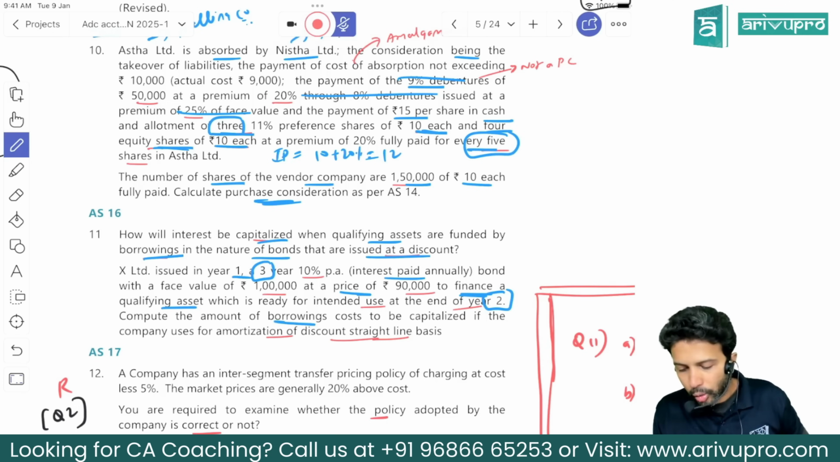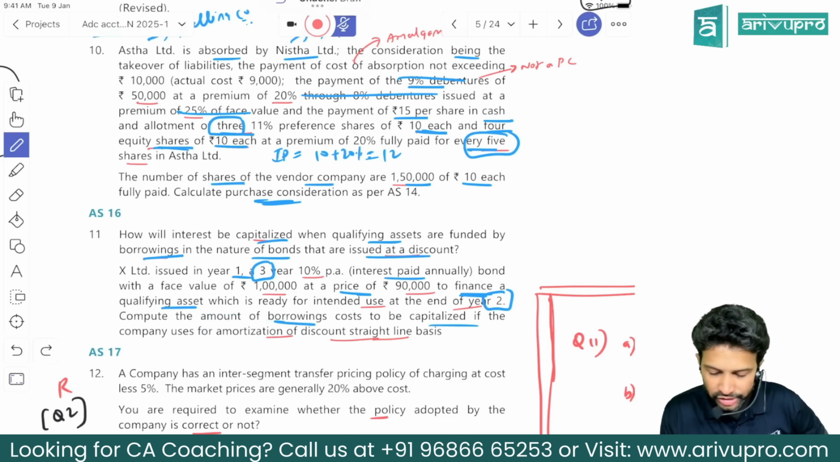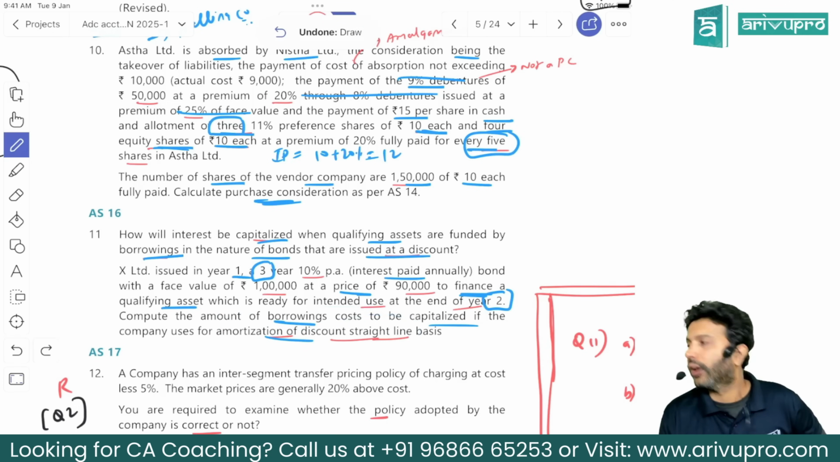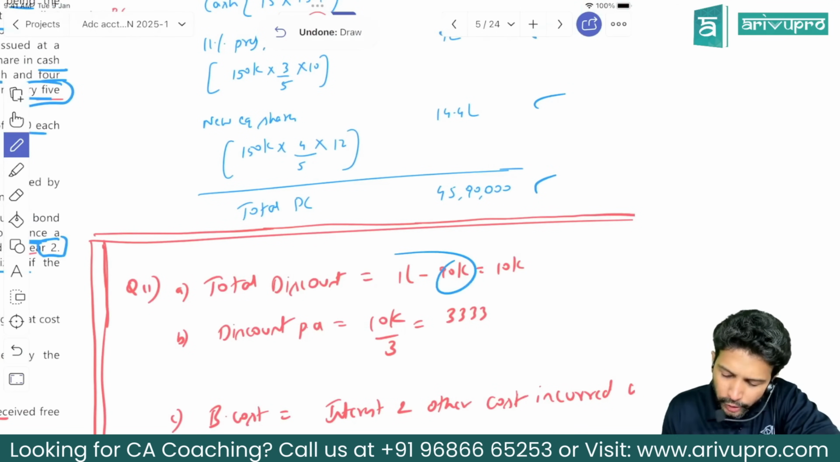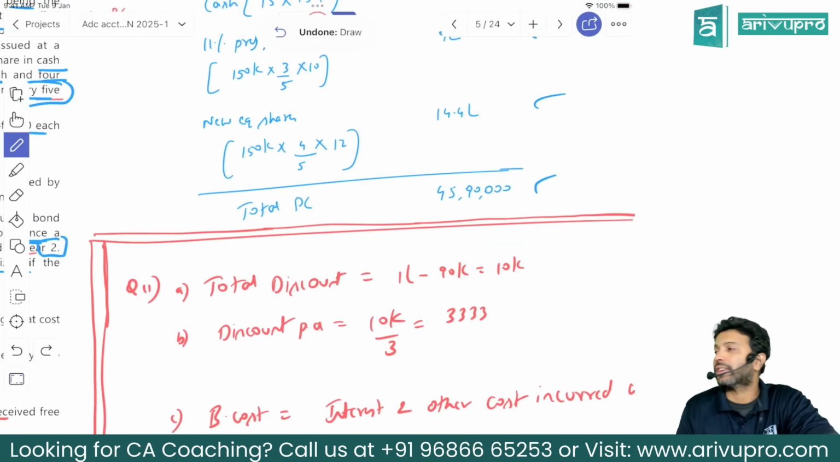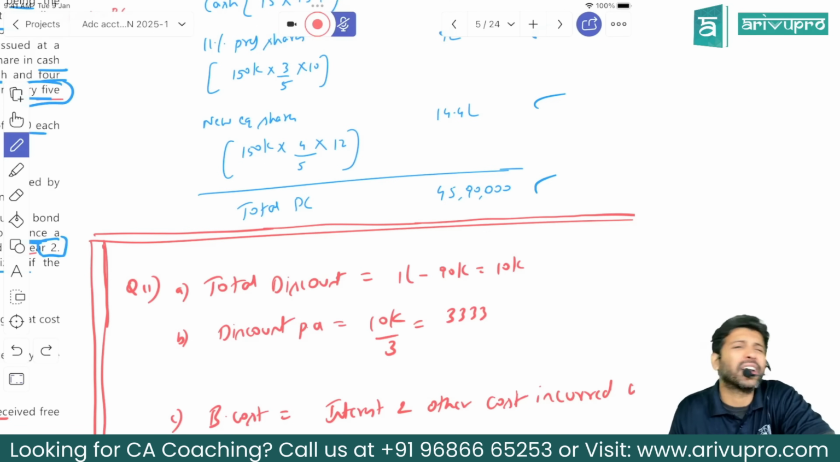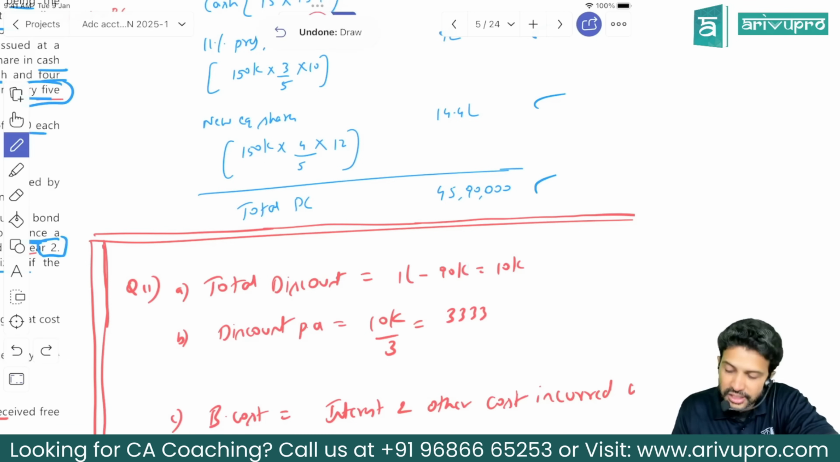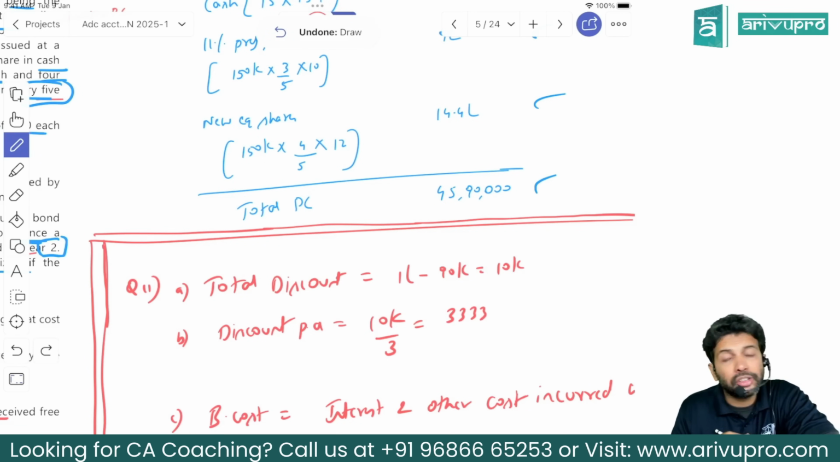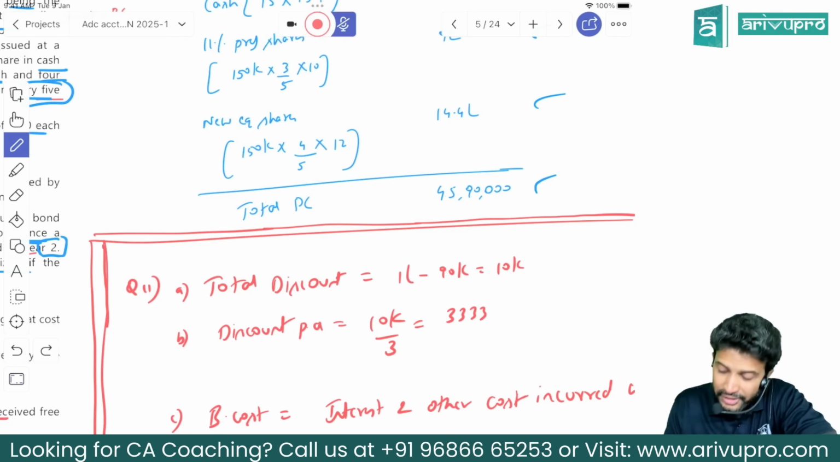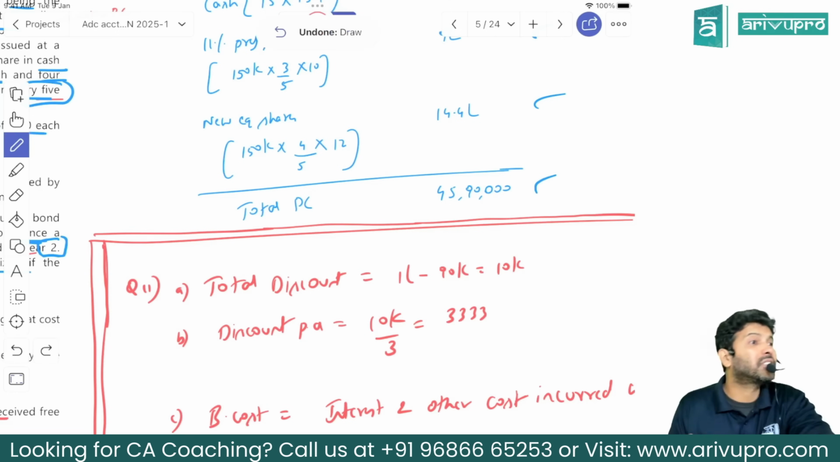Compute the amount of borrowing cost to be capitalized if the company uses amortization of discount on a straight line basis. It's quite simple. 1 lakh worth of bond you issued for how much amount, sir? 90. That means how much discount? 10,000. For the company, this discount is an income or an expense? Expense. This discount came why? Because company issued bond. And bond is issued for 1 year or 3 years?